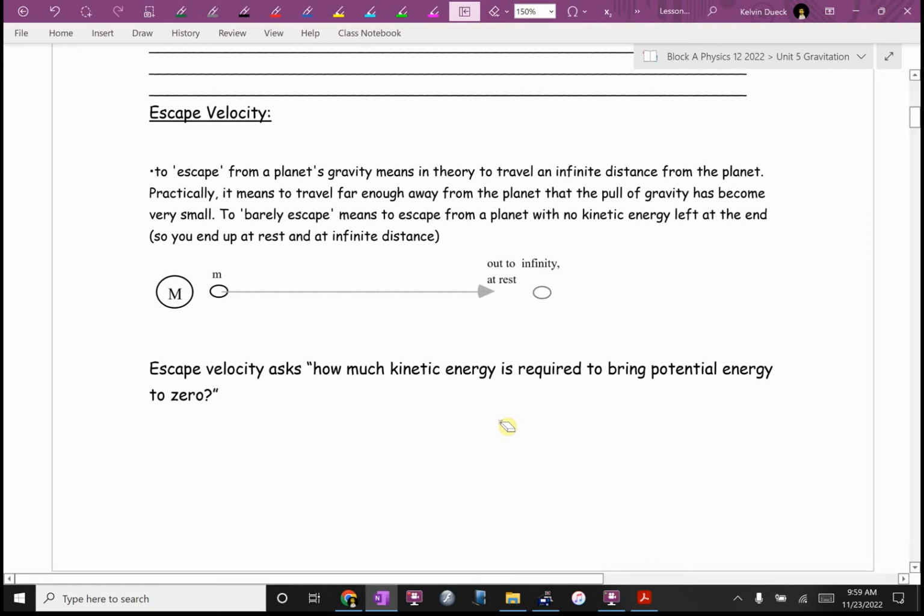If I phrase it very carefully in the physics definition, first of all, to escape from a planet's gravity means, in theory, to travel out to infinity. In reality, it means to get far enough away that gravity is so close to zero that we can ignore it, even though it's technically still there. To barely escape means to do it so perfectly.